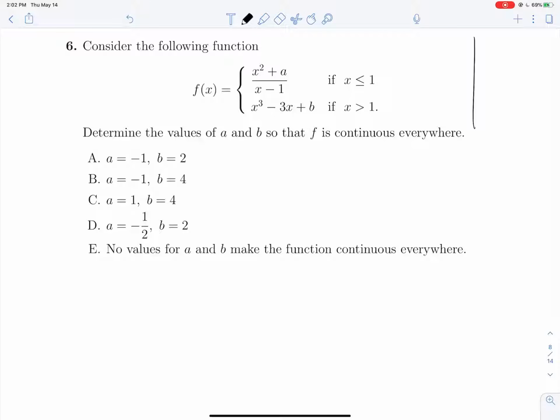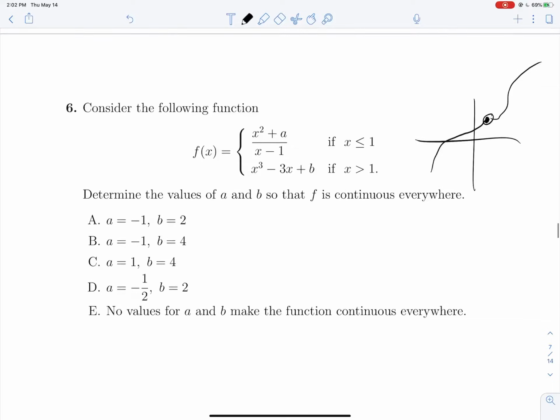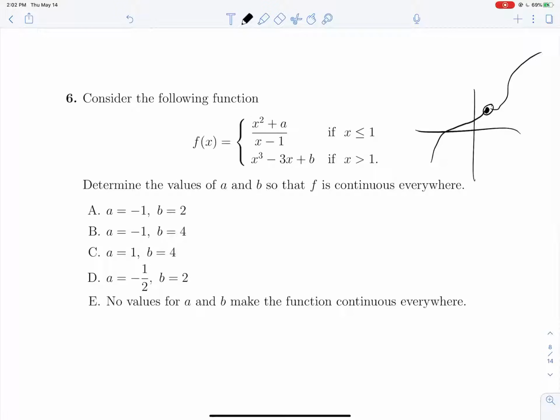We want these two functions, let's say they have some arbitrary shape here, we want them to meet up using these a and b values. So we're pretty much shifting a and b around such that they connect there, and you can draw a line all the way through them without picking up your pen. That tells you that we've made continuous functions in the end.